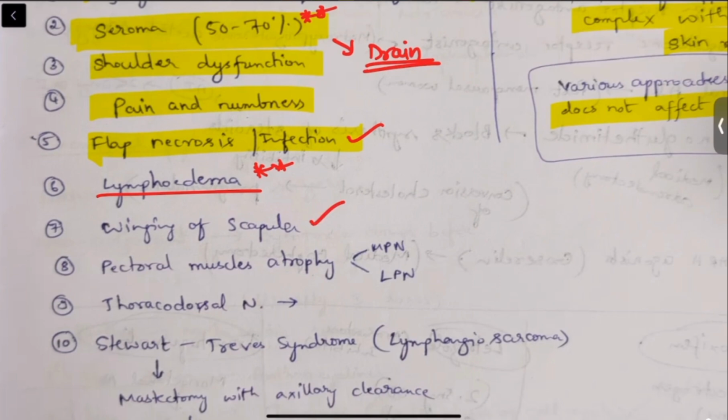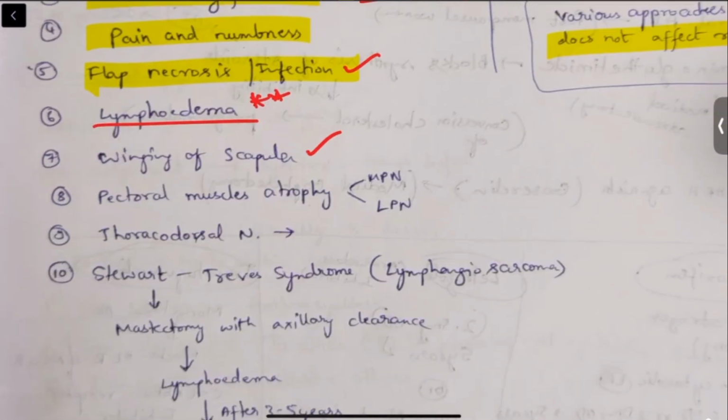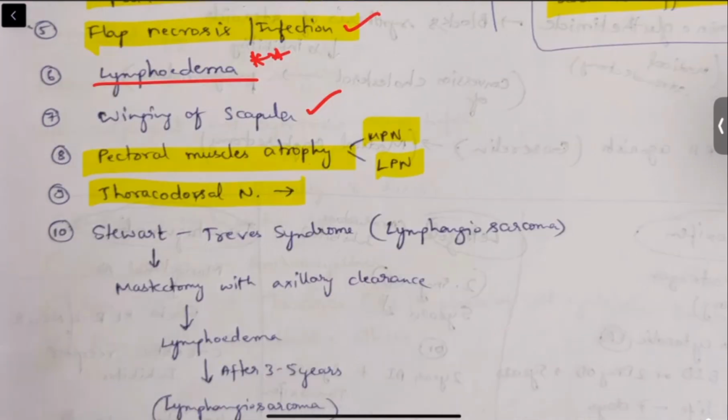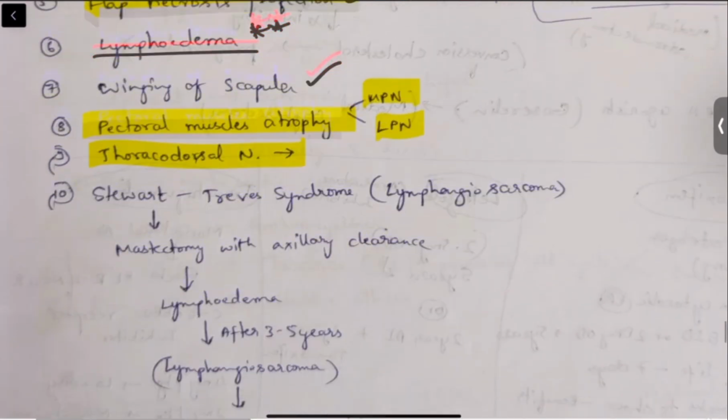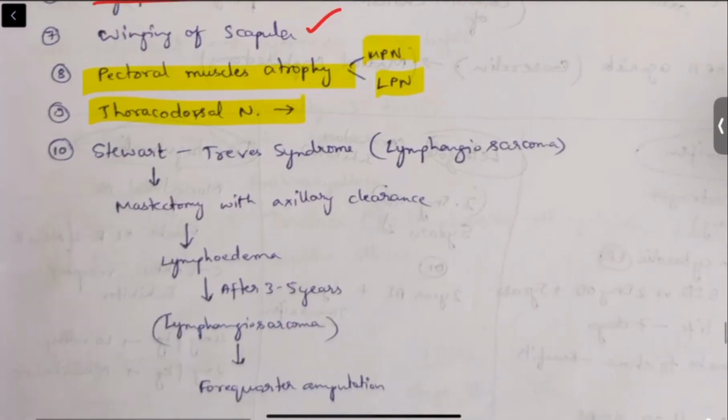If axillary nerve is injured, winging of scapula might happen. Pectoral muscles atrophy, like if the medial pectoral nerve and lateral pectoral nerve are damaged, then these muscles won't perform their action, and hence there will be atrophy of these muscles. Again, thoracodorsal nerve, serratus anterior, abduction of upper arm and all might be affected.